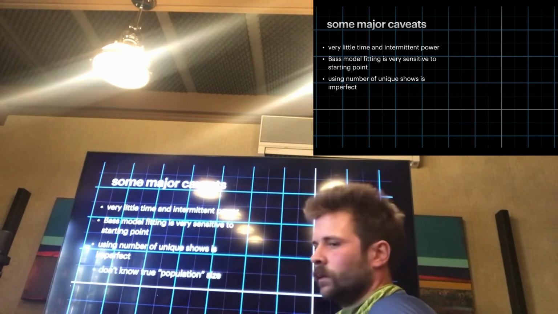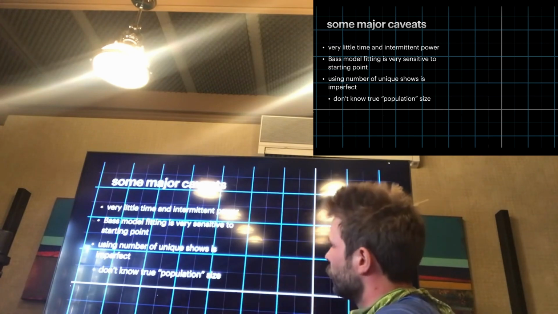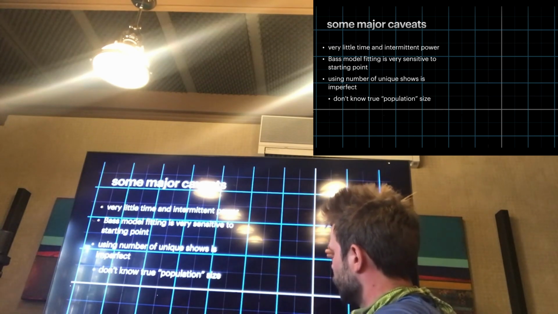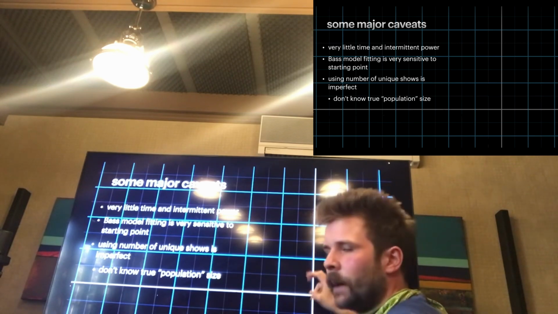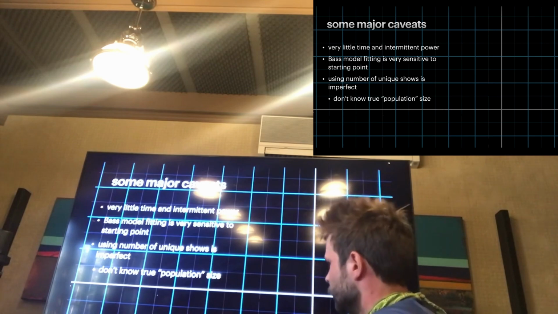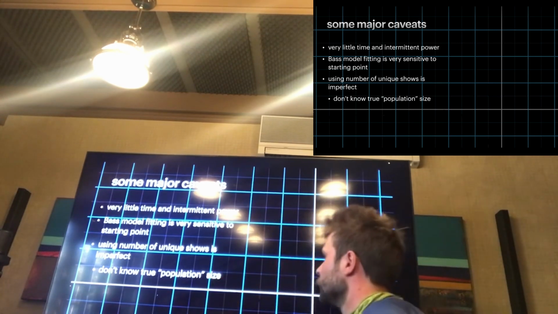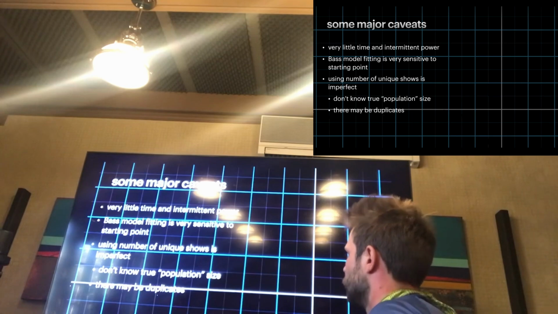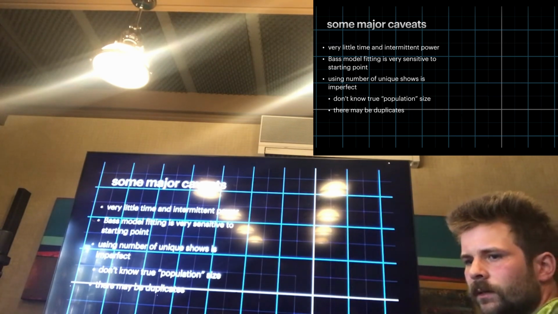And then, oh yeah, we don't know the true population size. One of the parameters that the BAS model fits is the true population size, that n pop, and there's potentially a way to figure out what this actually is and then fix it. There may be duplicates, I already said that. Okay, and is that the last thing?